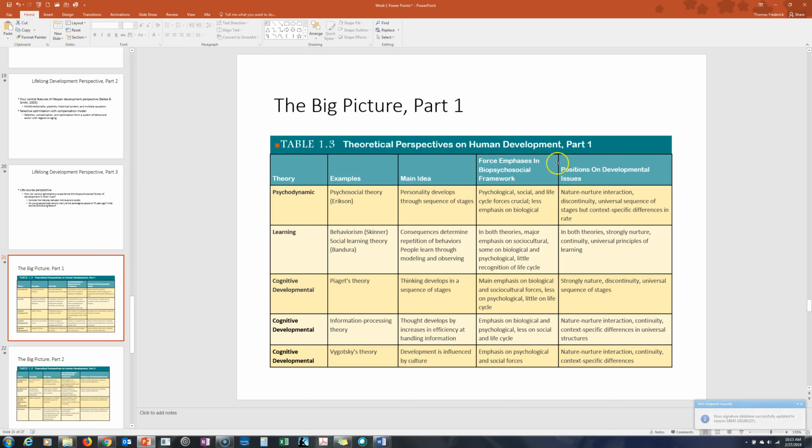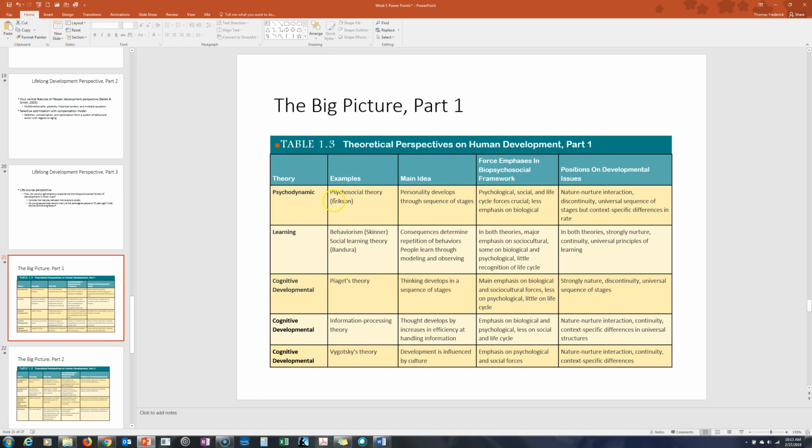Now, this last column of this chart is one of the ones that will be important as we talk about a Christian perspective on human development, as it outlines some of their positions on developmental issues, or their developmental teleology, as we talked about earlier.